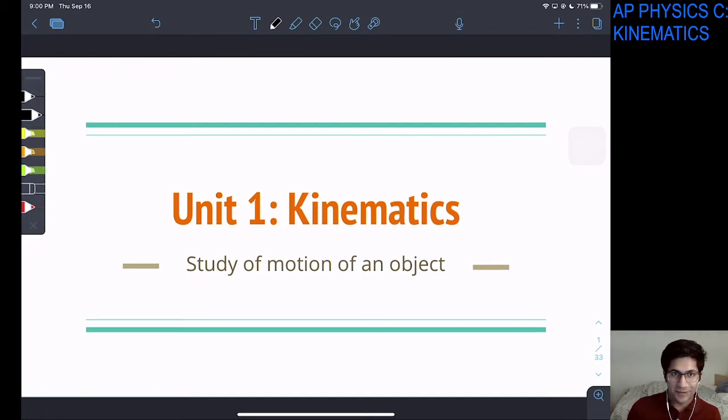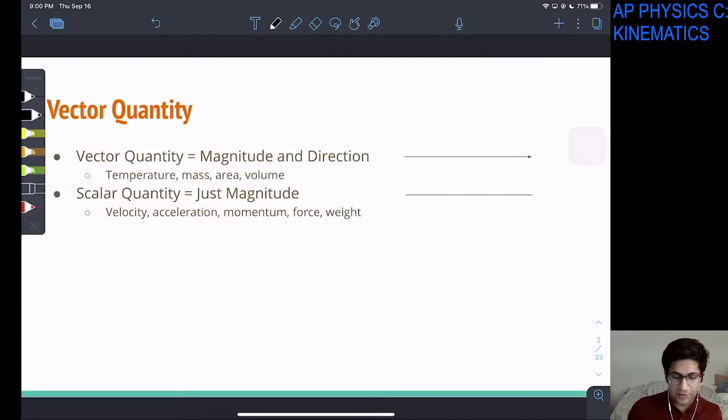Let's get started. Kinematics is the study of motion of an object, and we've already done this in Physics 1, but in Physics C, we're going to add a calculus twist to it. Just to review, what is a vector and what is a scalar?